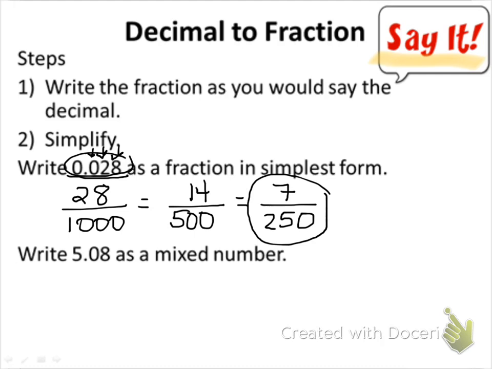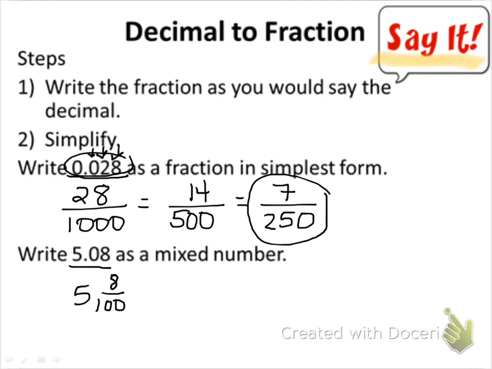Okay, what if it was a mixed number like this, where we have 5 and 8 hundredths? Well, again, say it the way you would say the number out loud, and then write it that way as a fraction. So think about it, 5 and 8 hundredths. I would write that as 5 wholes, and 8 hundredths.